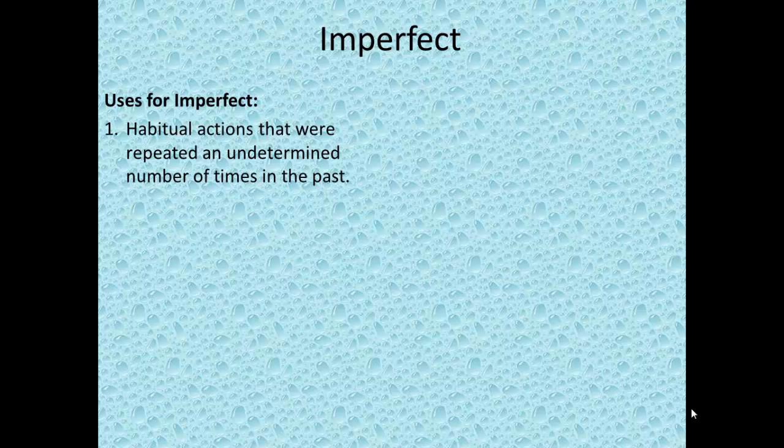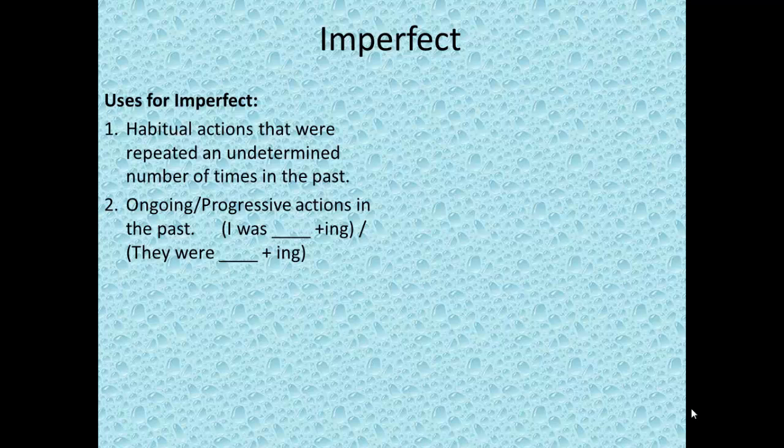First, you have heard us say this already in class, heard me say this in class. These are for habitual actions that were repeated an undetermined number of times in the past. You don't know how long it happened. It's those used to phrases, was, or I always would do this. They're ongoing progressive actions in the past. I was, whatever, ing. I was singing in the choir. They were practicing basketball in the gymnasium.